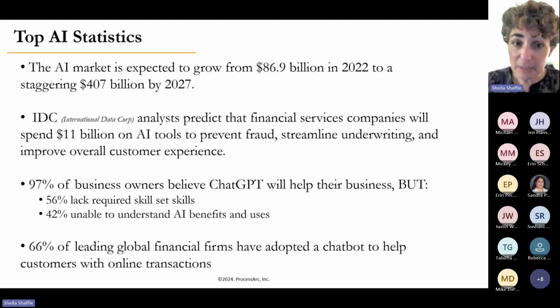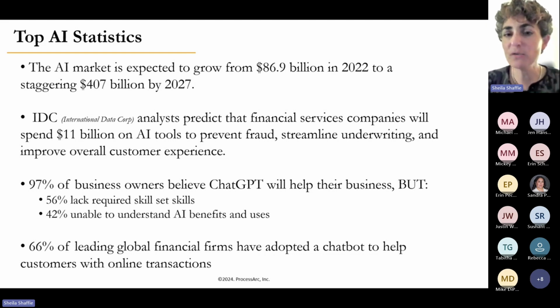Now, the next point is interesting because a lot of companies are saying, yes, we're going to use Chat GPT or generative AI to improve my business. Chat GPT is just a platform or an application around generative AI. But the problem is over half of them don't have the skill set, or they're not exactly sure how to use it because it's kind of new.